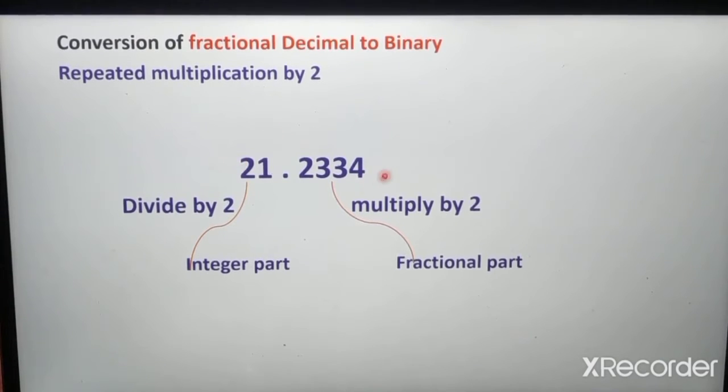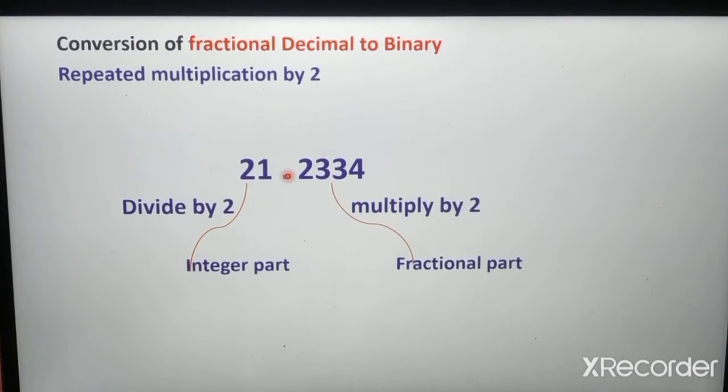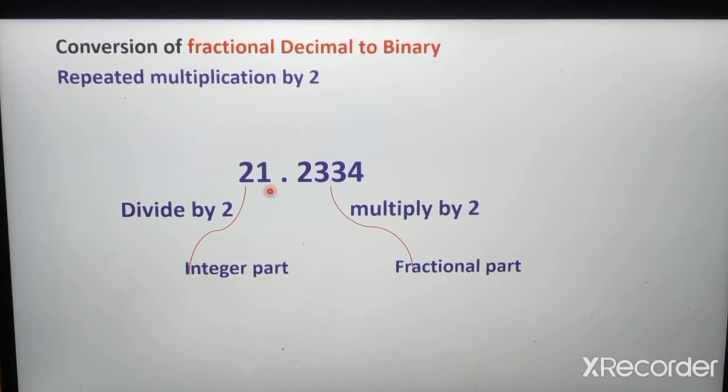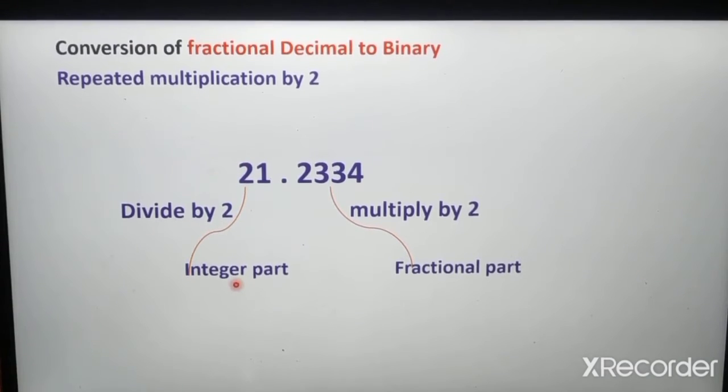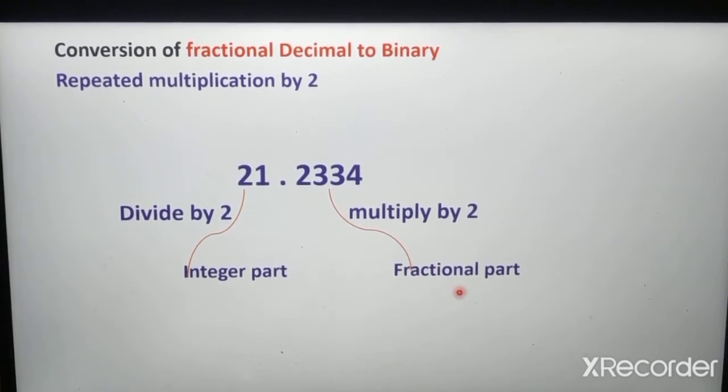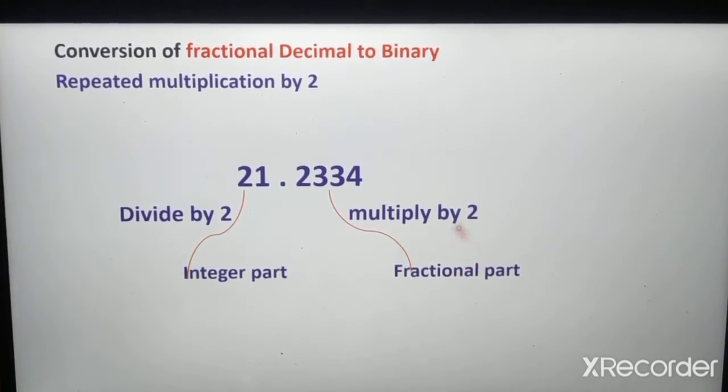In this number we have two parts: the left part of the decimal point and the right side of the decimal point. The left side of the decimal point is called the integer part and the right side of the decimal point is called the fractional part. Here we are going to see how to convert this fractional part into a binary number.